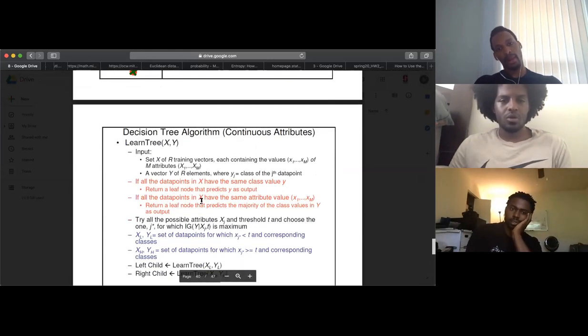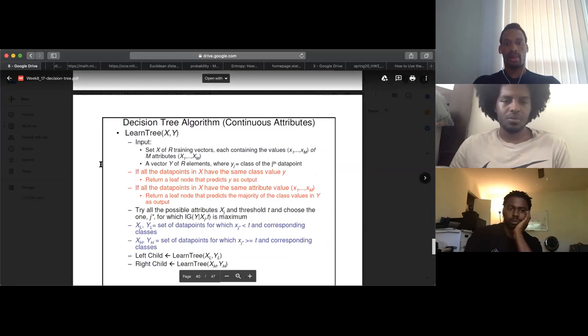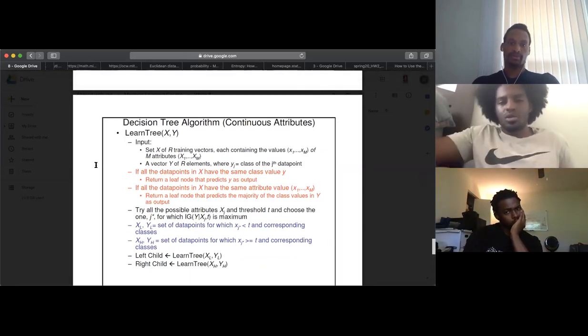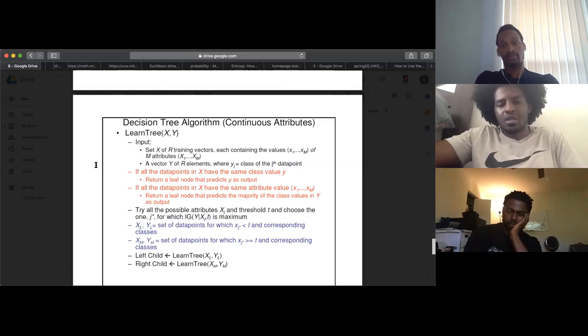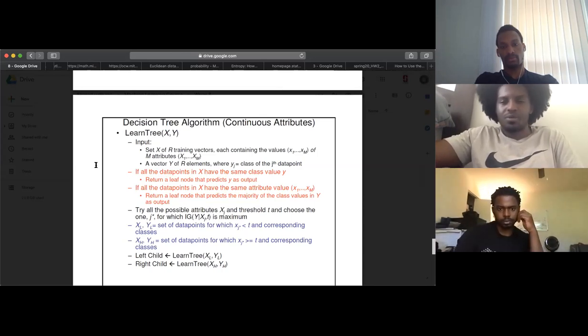So here's the pseudocode for this algorithm. Your learned tree takes an input that's a set of training vectors, each containing the values x1 through xm of m attributes. The random variables x1 to xm, the capital ones, are your features. For the housing pricing example, x1 could be whether it has a basement or not, a vector representation of that, and x2 could be the pricing of the home, stuff like that.